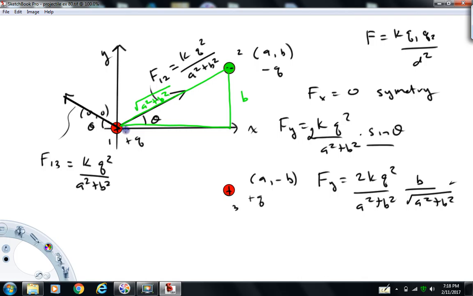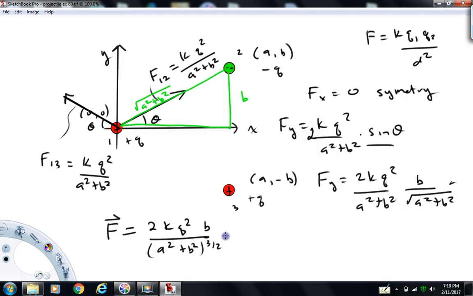That net force is vertical. And let me write that out in vector language now. So the net force acting on charge 1 is going to equal this expression, 2kq squared times b over. These can kind of be absorbed together. If you take a squared plus b squared to the first power times a squared plus b squared to the 1/2 power, you get a squared plus b squared to the 3/2 power.